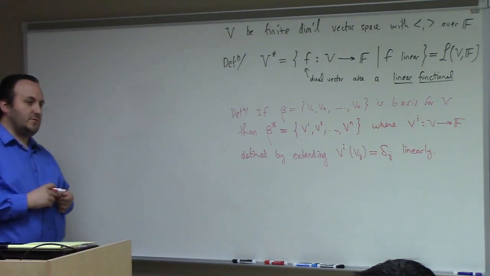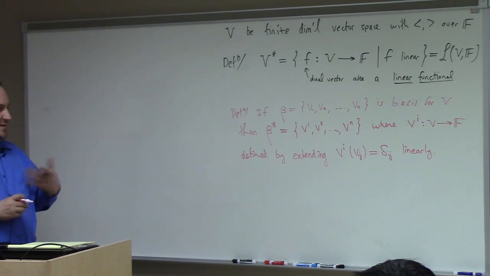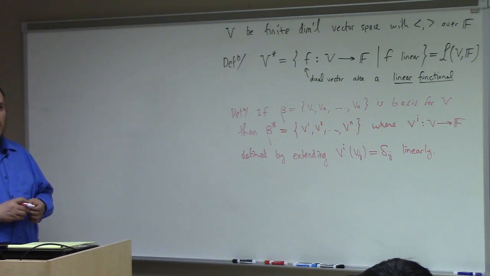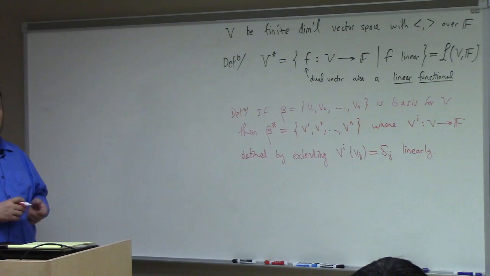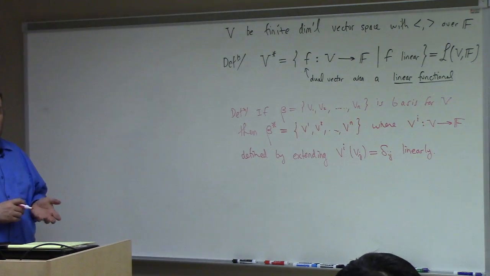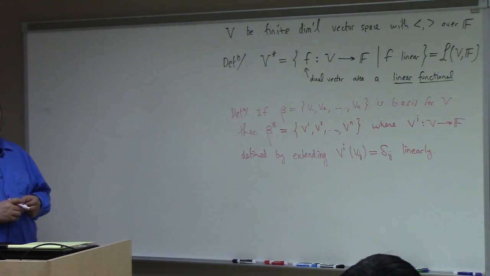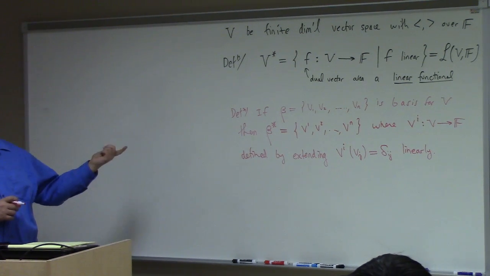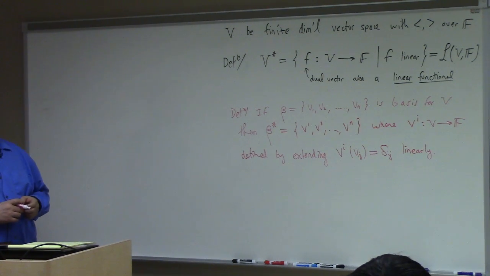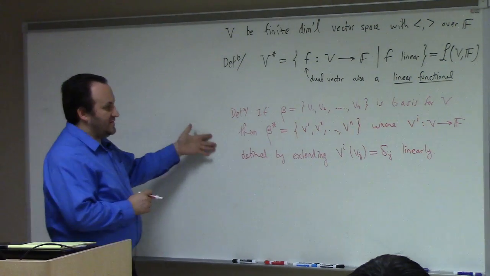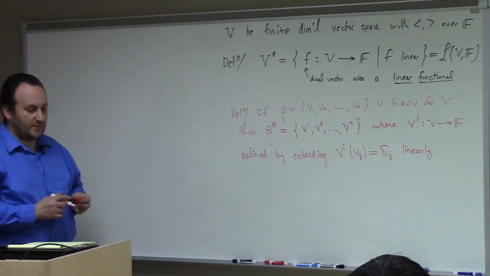So the dual basis is a set of functions on the vector space, and they work in a very precise way. They give you back 0 unless they eat the vector which is the same as their index. So v^1(v1) is 1, but v^1 of anything else is 0. All right? That's the way these work. And you can prove that that's in fact a basis for V dual.